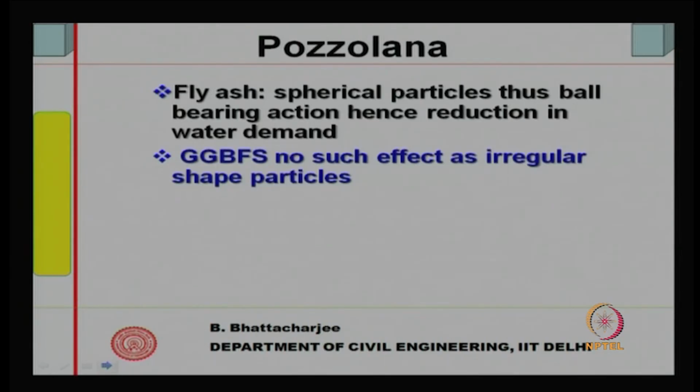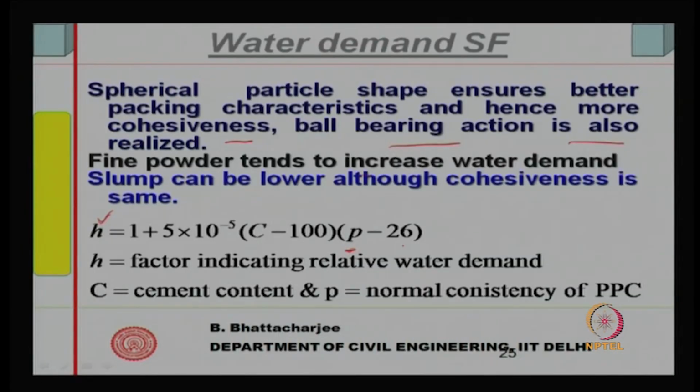So, in the previous expression, if the standard consistency of the PPC is 26, then this term is 0. If it is less than 26, then you will get a reduction in the water demand, but if it is more than 26, you may not get it. So, for PPC, it depends upon the value of the standard consistency of PPC. This is an empirical equation.